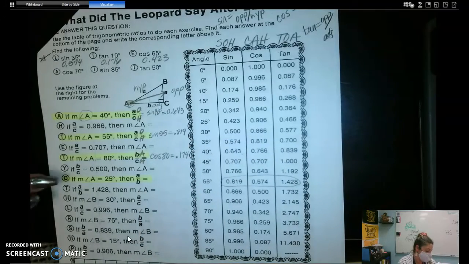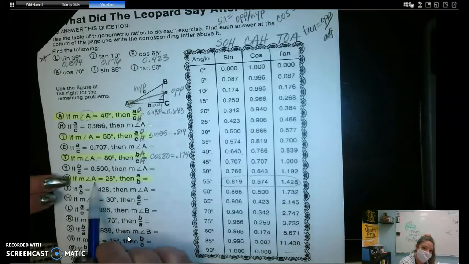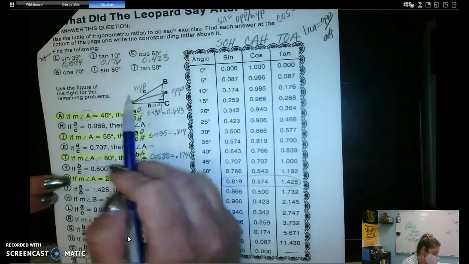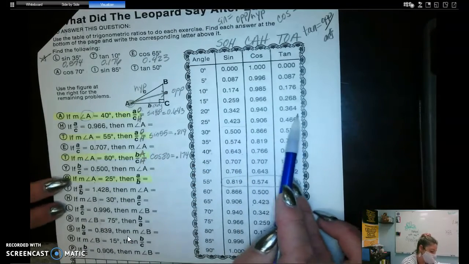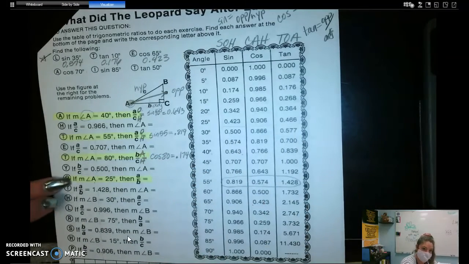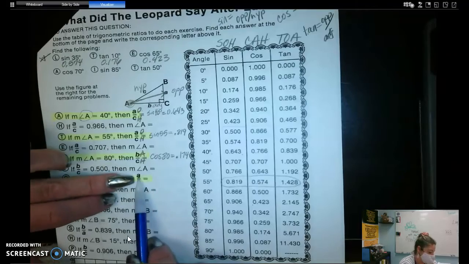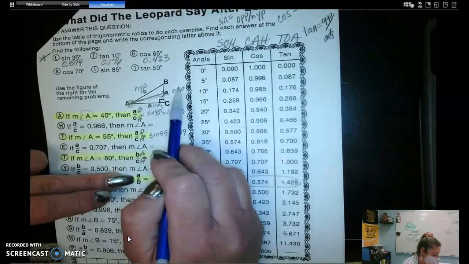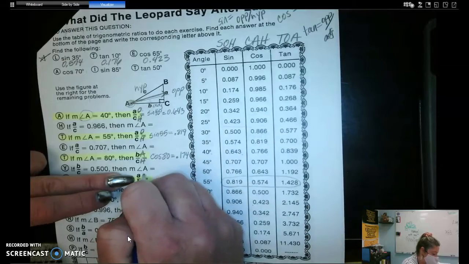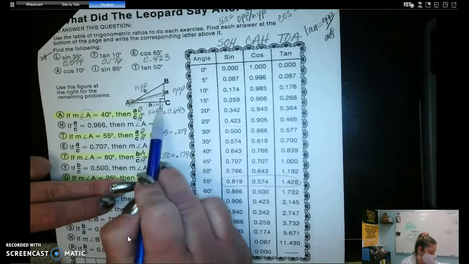Okay. All right, last one. What if the angle is 25? So if this angle is 25, again, we have three choices. We just have to decide which one it's going to be. So let's look at our ratio, A over B. From here, A is the opposite. B is the adjacent.